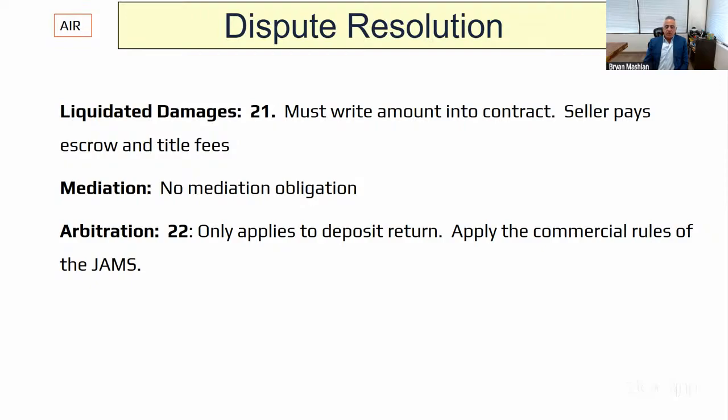If the contract is terminated by either side, the seller is going to claim, I assume, that the buyer defaulted, and therefore the seller gets that money as liquidated damages, and the buyer is going to contend that the seller defaulted and it wants a refund of its earnest money deposit. That dispute is the only item that's arbitrated, and the commercial rules of the JAMS applies to the arbitration.